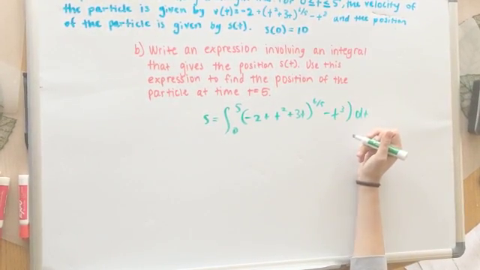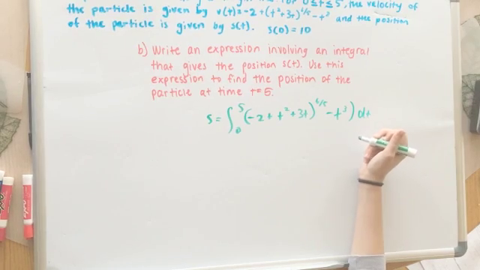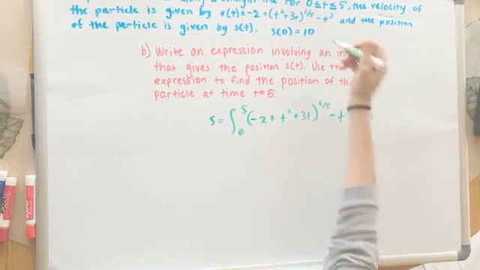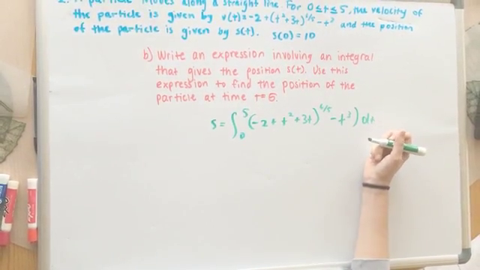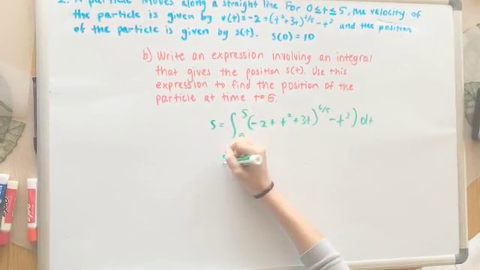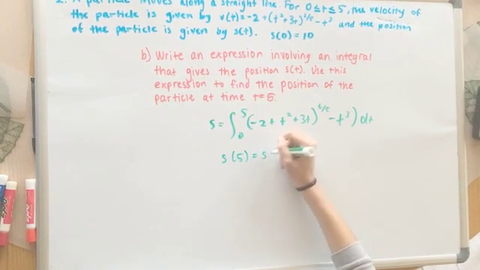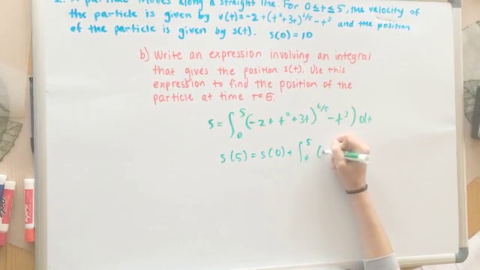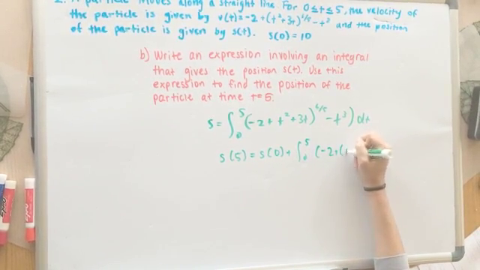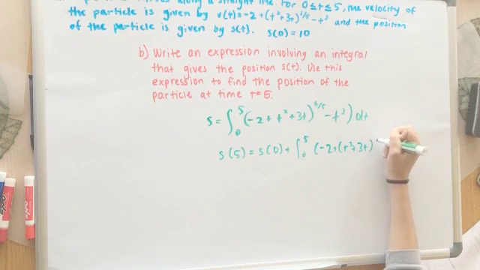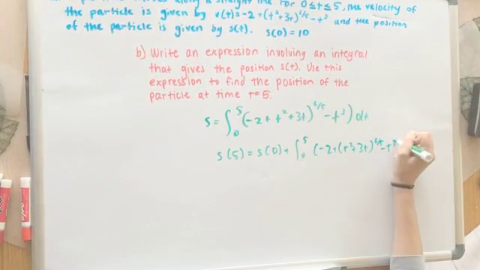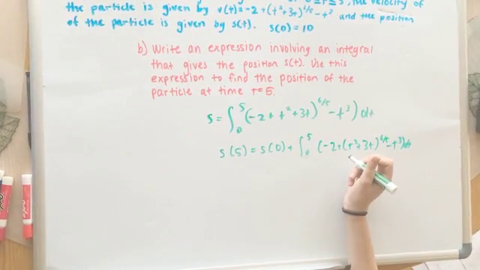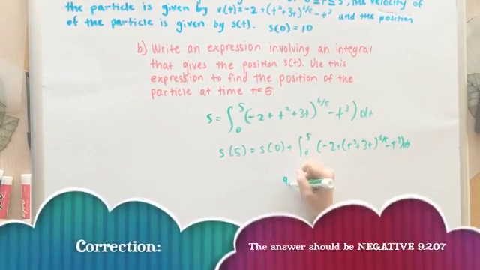So this integral that I just wrote gives us the total change of position from 0 to 5. It's the amount of displacement from the initial position, and the initial position is s of 0 equals 10, which we get from the problem. Therefore s of 5 equals s of 0 plus the integral from 0 to 5 of the velocity function. And we can plug this into our calculators to find the position at t equals 5 is 9.207.